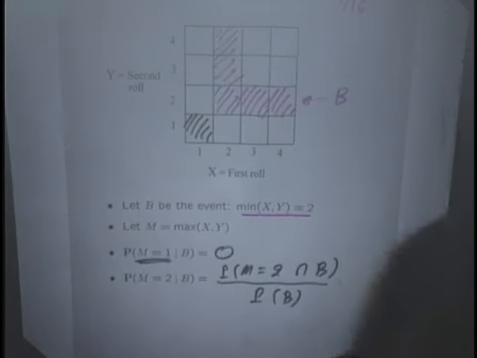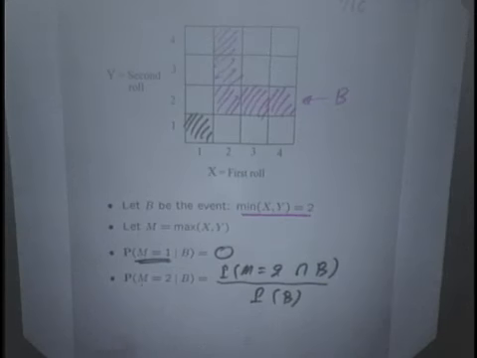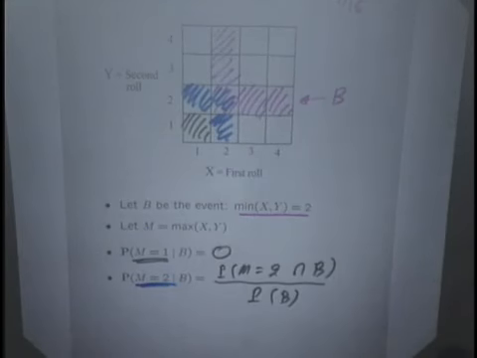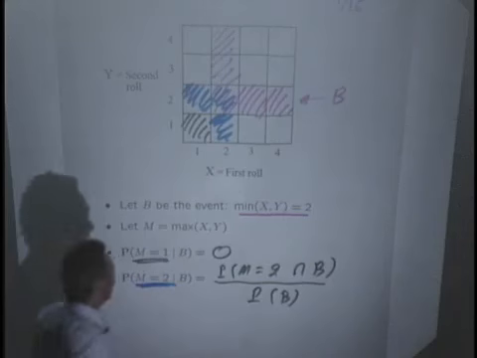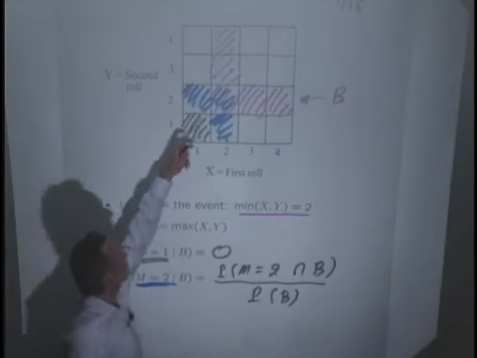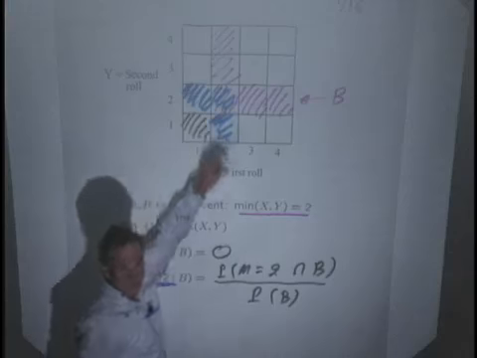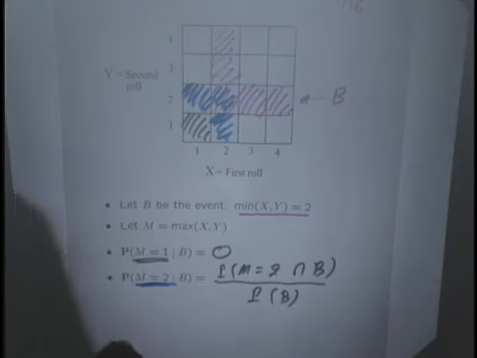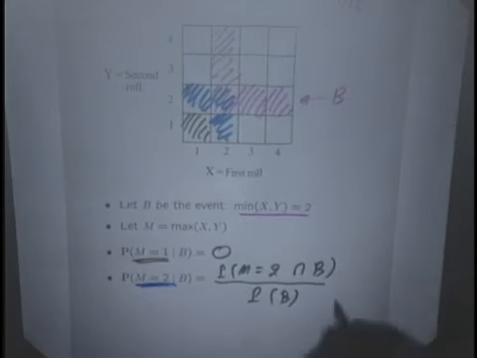What's the event that the maximum is equal to 2? Let's draw it. This is going to be the blue event. The maximum is equal to 2 if we get any of those blue points. So the intersection of the 2 events is the intersection of the red event and the blue event. There's only 1 point in their intersection. So the probability of that intersection happening is 1 over 16.